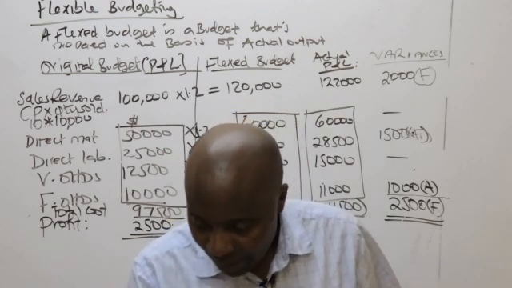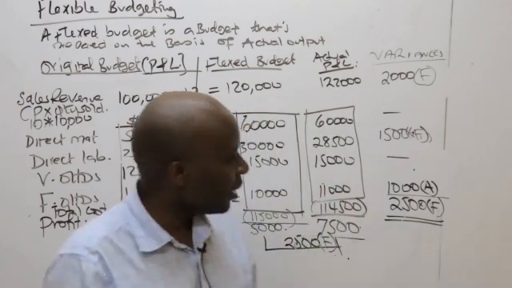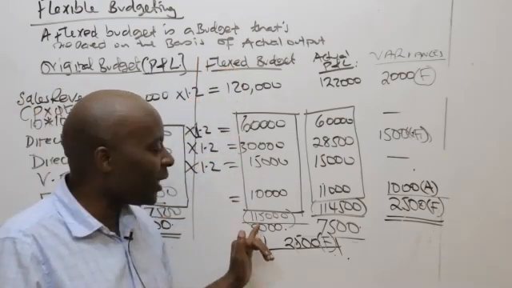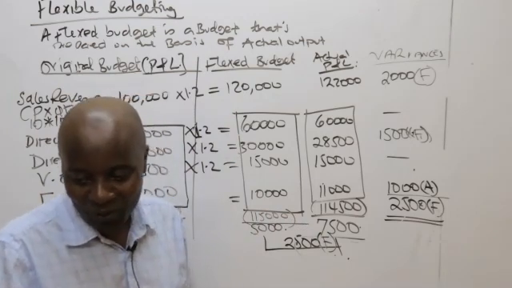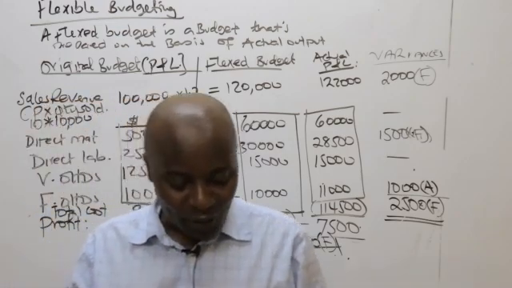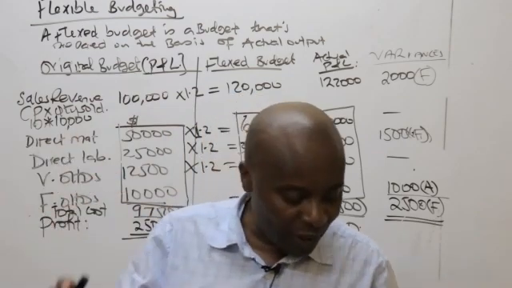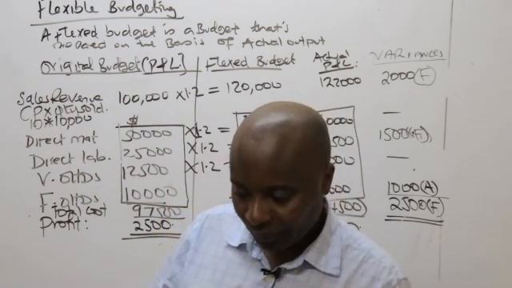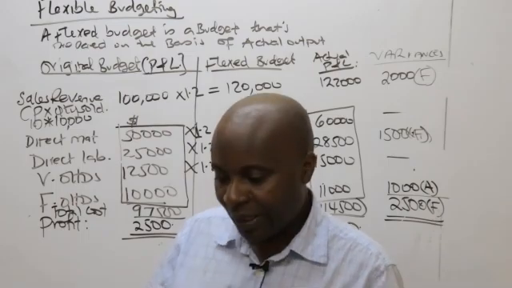A student is asking, Millicent, explain further why 7,500 minus 5,000 becomes favorable. Look at this. This is the budgeted profit you expected, 5,000. But you ended up getting more, Millicent. Will you complain or will you be happy? You are budgeting to make a profit of 5,000, but you ended up making more profit. Will that be a disadvantage or an advantage to you? Thank you very much. Great.